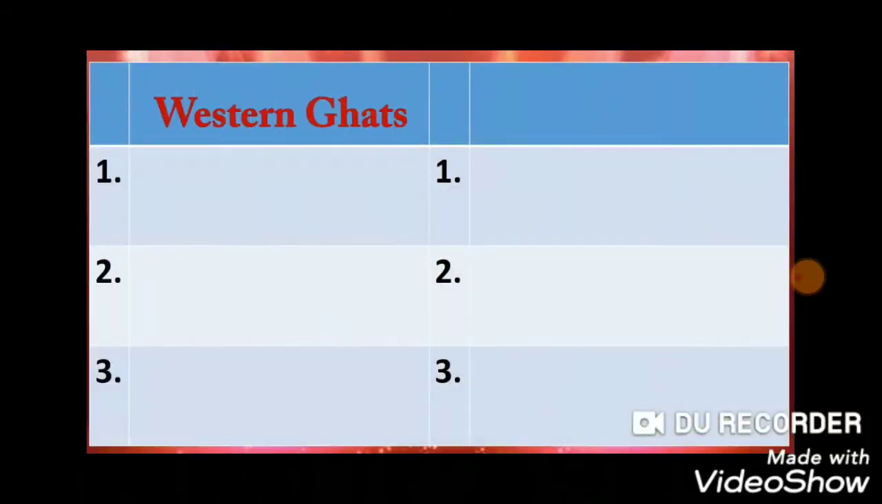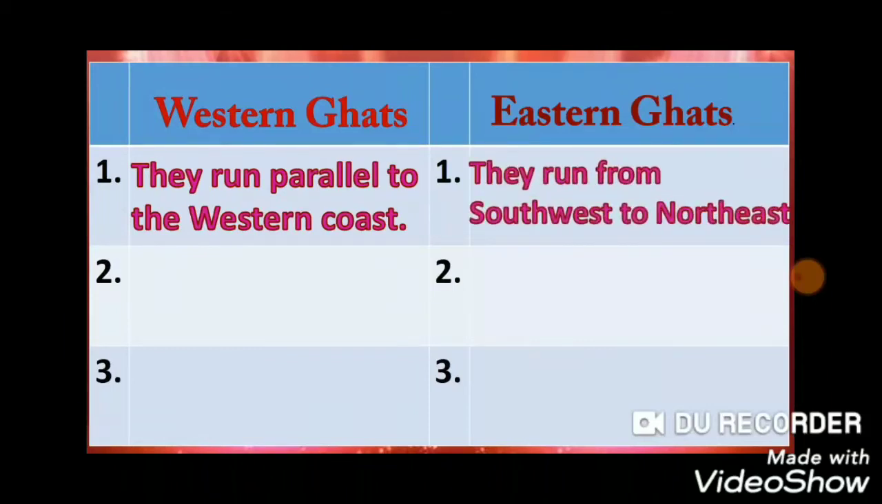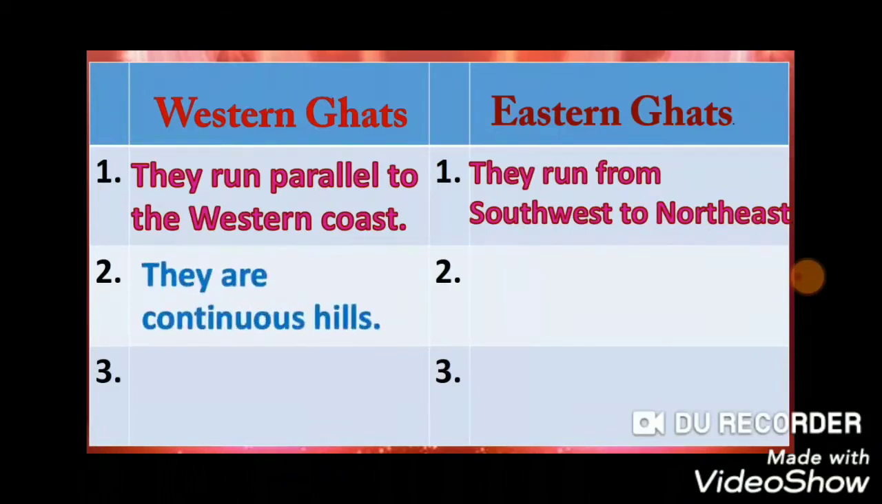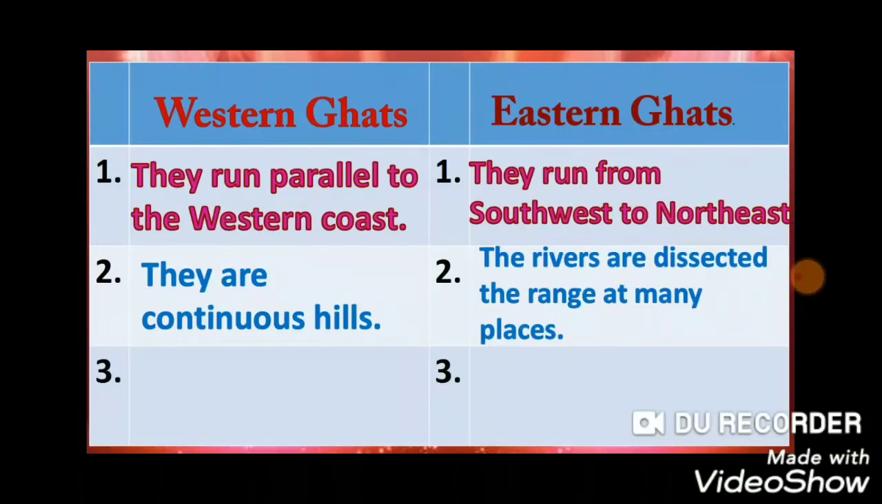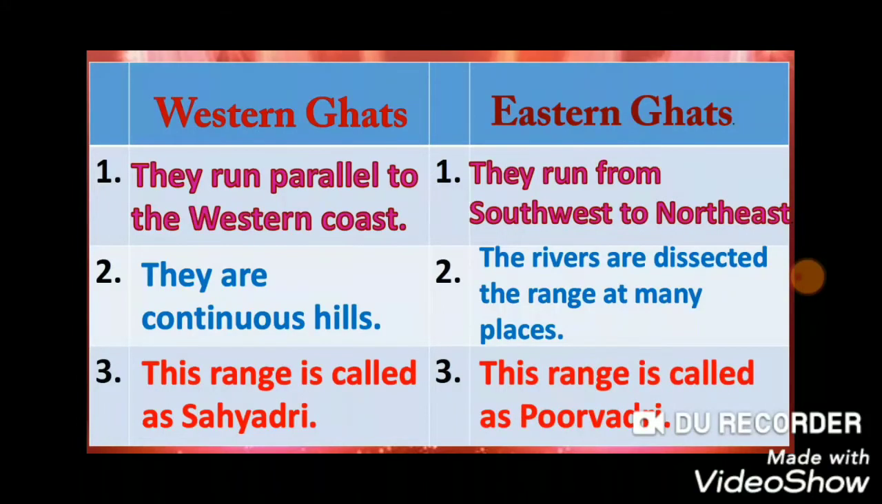Now we can learn this in the distinguishing table. Western Ghats, Eastern Ghats. Western Ghats run parallel to the western coast. Eastern Ghats run from southwest to northeast. Western Ghats are continuous hills. Eastern Ghats are dissected range at many places by the rivers. This range is called as Sahyadri. This range is called as Purvatri.